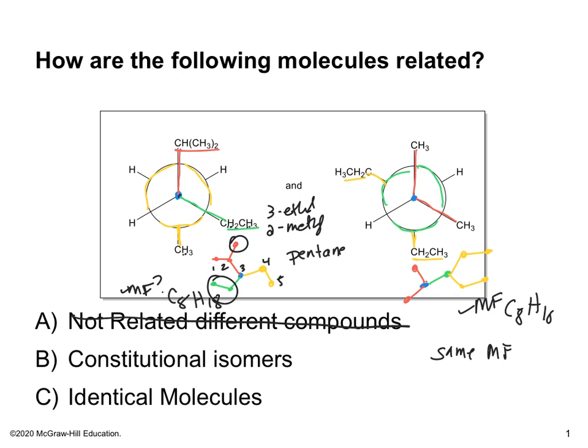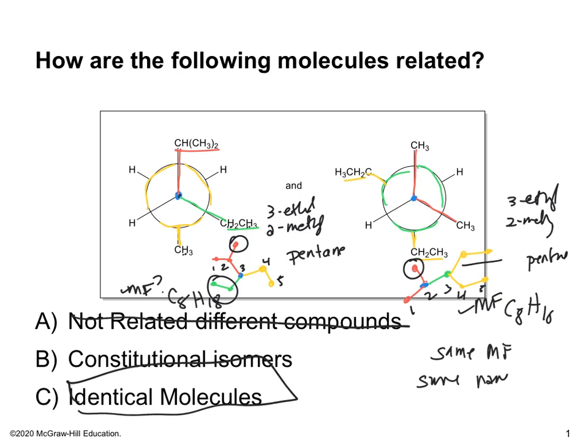pentane, and then this one here, 1, 2, 3, 4, 5, that's pentane as well. And that's 2-methyl, and this is 3-ethyl. As you can see, they're the same name. So these are identical molecules. And that's the kind of problems you want to work on for your exam.